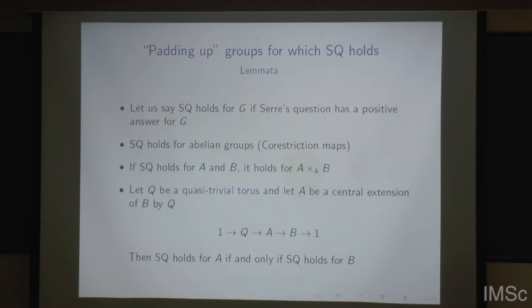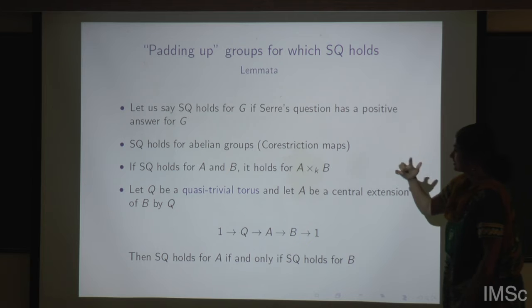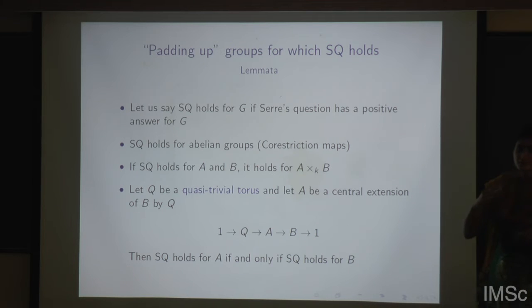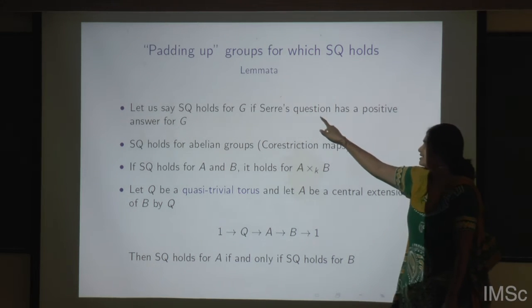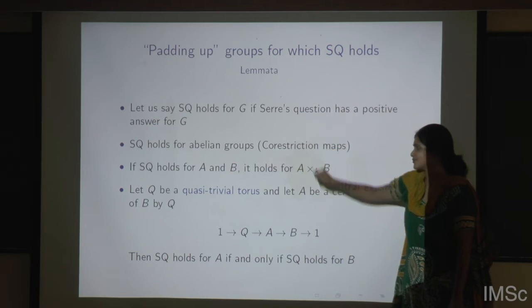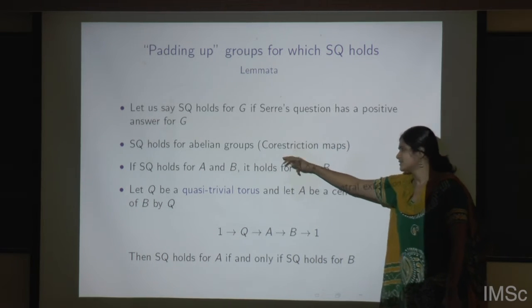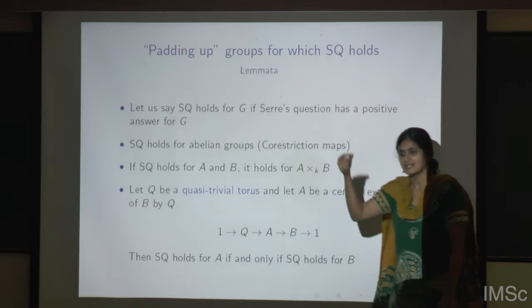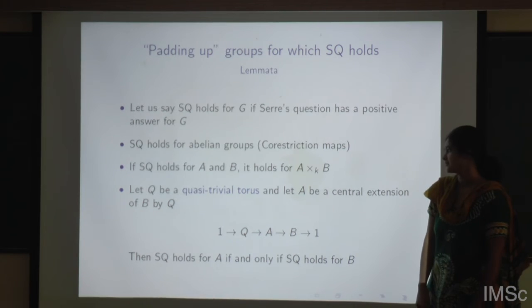Okay, so let me try to illustrate how the proof sort of goes, and it will go via Jodi. Jodi's work is essential to the proof. The proof is basically like, maybe you know Serre's question for some groups, how do you build it up, right? So let's say SQ holds if Serre's question has a positive answer for G. The trivial cases are abelian groups, right? This is just a diagram chase. So Serre's question holds for abelian groups.